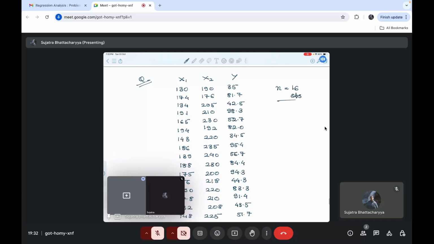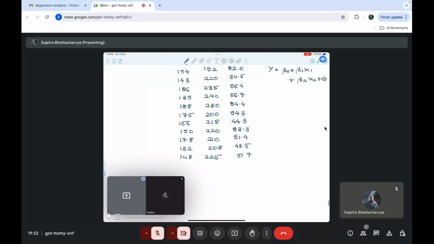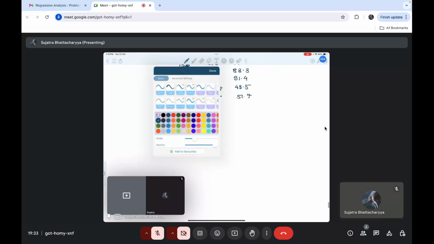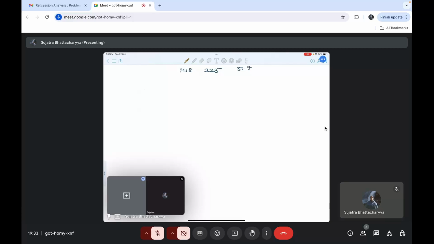There are 16 observations, two regressor variables as you can see. So the question is that, of course, fit the model. What is the model therefore here? It is beta naught plus beta 1 x1 plus beta 2 x2 plus epsilon. So of course find the estimators beta naught, beta 1 and beta 2. So easy, you all know this, just a practice one.